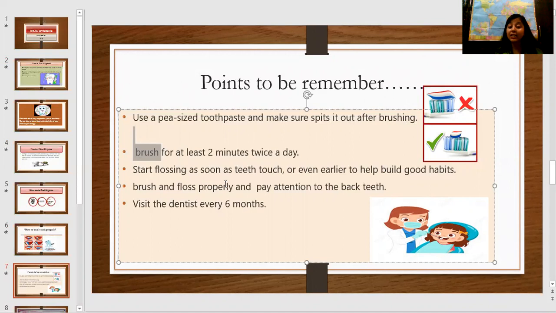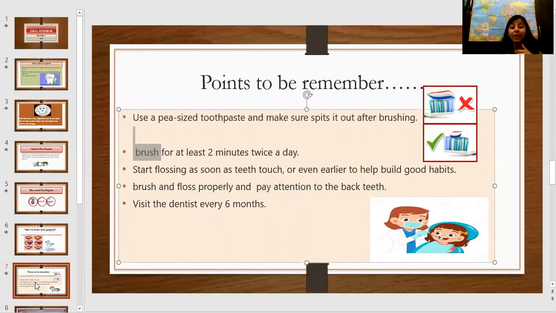Start flossing as soon as teeth touch, or even earlier, to help build good habits. Brushing and flossing, basically, student, both of them are very important processes or steps to maintain oral hygiene. So brush and floss properly and pay attention to the back teeth. Visit the dentist every 6 months. I know you may not like to visit the dentist, but dear student, it's very important to visit your dentist every 6 months.